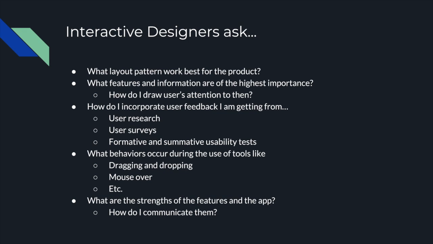What features and information are the highest importance? And how do I draw users' attention to them? How do I incorporate user feedback I'm getting from user research, user surveys, formative and summative usability tests? What behaviors occur during the use of the tools, like dragging and dropping, mouse over, etc.? And what are the strengths of the features and the app, and how do I communicate them?